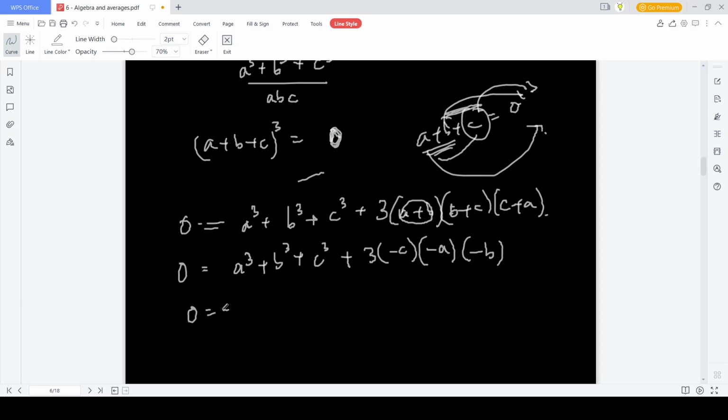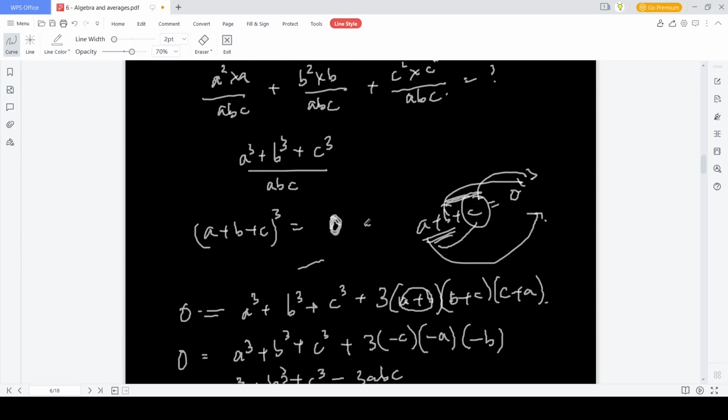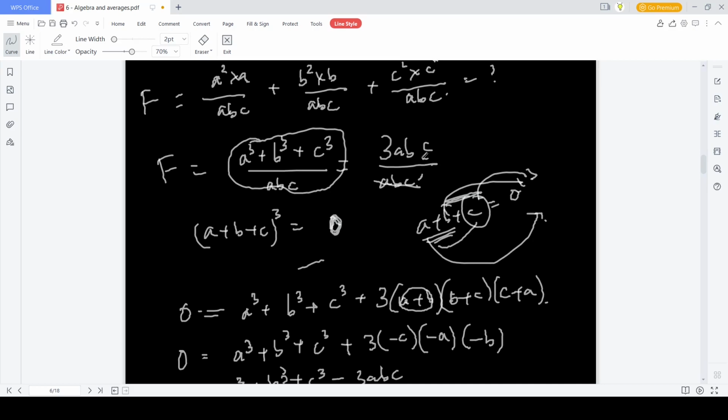Okay, so 0 is equal to a cube plus b cube plus c cube minus 3abc. Okay, I'll take 3abc this side. 3abc equal to a cube plus b cube plus c cube. Okay, this I will use here. So what we have to find is this, right? We substituted, so a cube plus b cube plus c cube becomes 3 into a into b into c by abc. Okay, this abc cancels. Answer is 3.